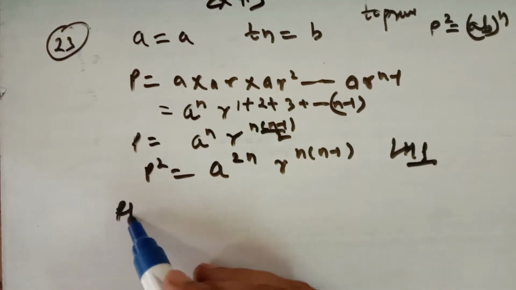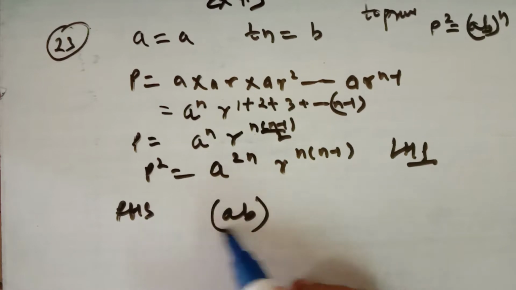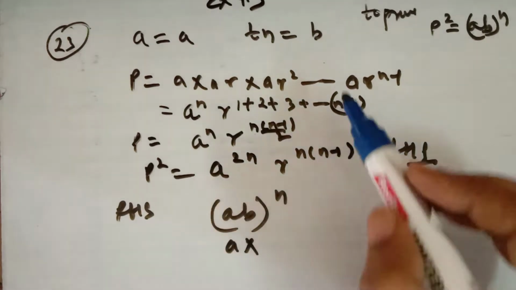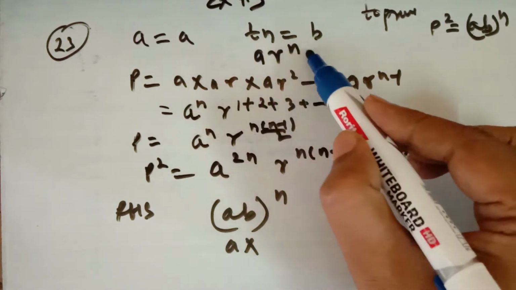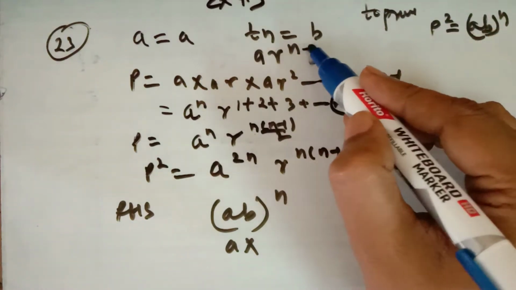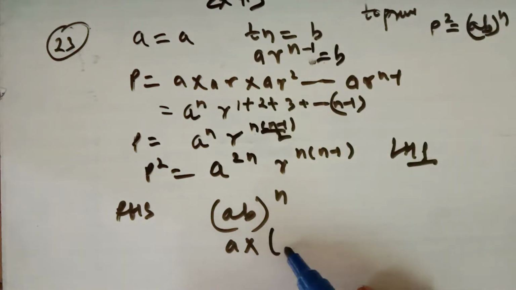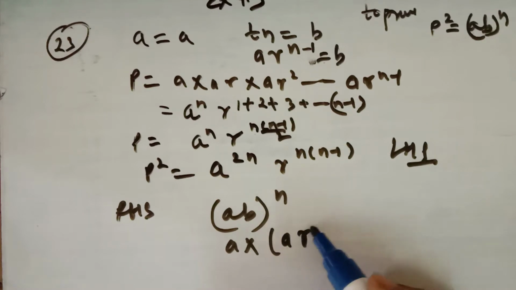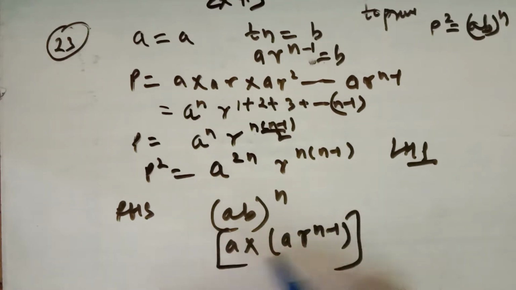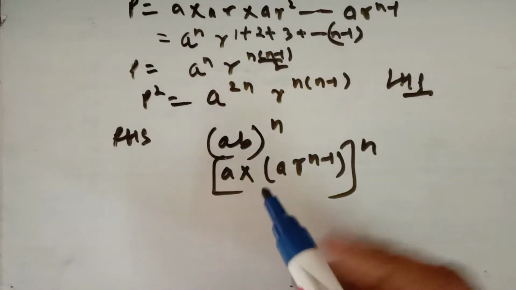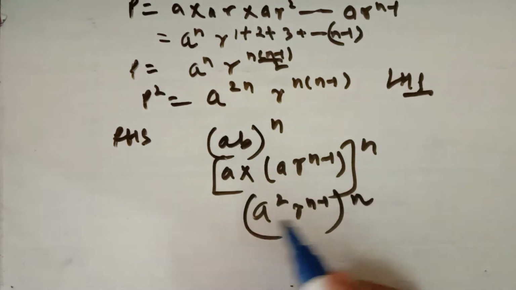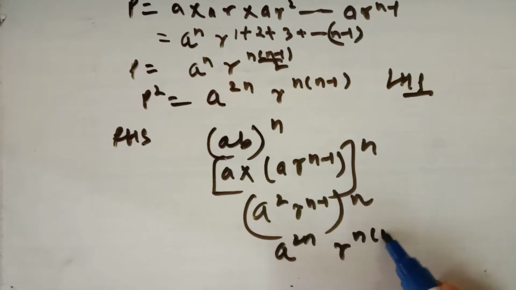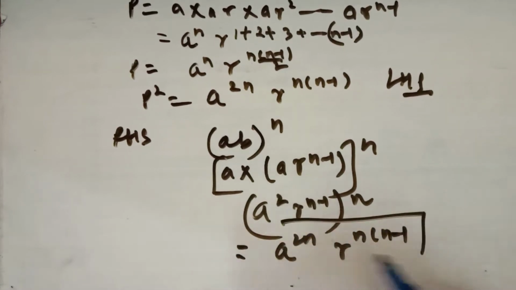Now what is the right hand side? A into B raised to power n. Now A is as it is, and B is the nth term, so the nth term AR raised to power n minus 1 is equal to B. So you can put the value of B as AR raised to power n minus 1, raised to power n. Now simplify it. It will be A square R raised to power n minus 1 raised to power n. Continuous powers get multiplied, so A raised to power 2n, R raised to power n into n minus 1. This is the right hand side.